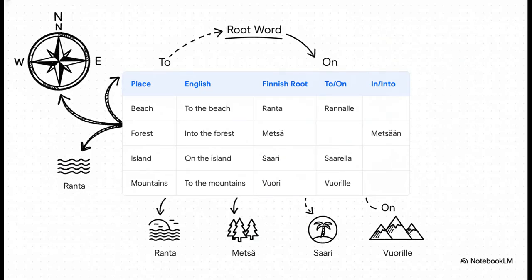Here's a handy little chart that's kind of like a GPS for our journey. You can really see the pattern clearly here. You have the root word for a place, like ranta for beach or saari for island, and you just attach the correct ending to say exactly what your relationship to it is. Are you going to it, into it, or on it?